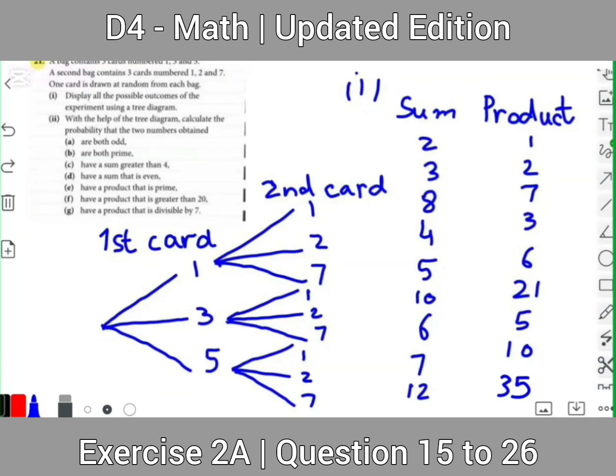And according to the question's requirement, we have to find out the sums and products as well. So the sum of 1 and 1 is 2, 1 and 2 is 3, 1 and 7 is 8. Similarly, the other sums can be calculated. Similarly, for the products, 1 times 1 is 1, 1 times 2 is 2, 1 times 7 is 7, 3 times 1 is 3, 3 times 2 is 6, 3 times 7 is 21. And similarly, the remaining products can be found out. So this is the display of all the possible outcomes of the experiment using the tree diagram.